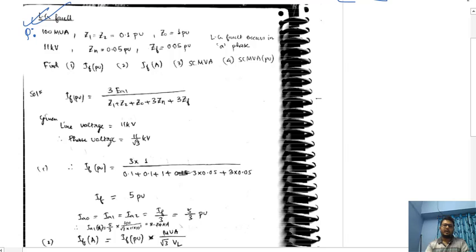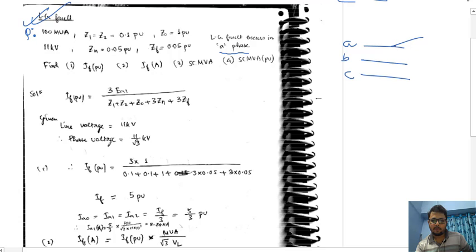Zf, that is fault impedance. In case of fault, what is the impedance? 0.05 per unit. Now LG fault occurs in A phase. It has been mentioned that in A phase we have an LG fault. So A, B, C are the 3 phases. Here a fault occurs. Whenever a fault occurs, current will flow through that. What current? Fault current. Is it clear? And no current is flowing through this and this. All the current is going to flow through this. IA equals IF. Is it clear?